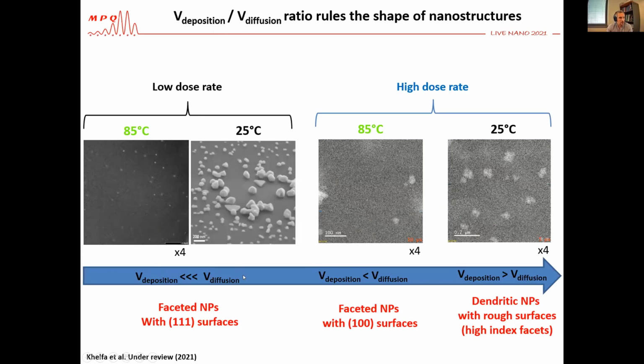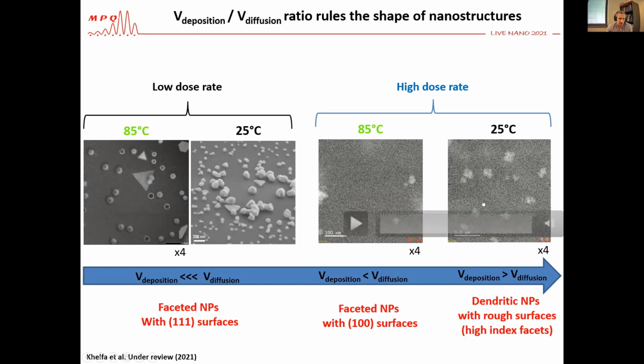If you are in low dose condition, meaning that your deposition rate is very low, you give enough time to the system to reconstruct thermodynamically stable surfaces, and either at low temperature or high temperature, you form very well faceted nanoparticles. And we did a lot of ex situ analysis on these particles. They are mainly made of 1-1-1 surfaces.